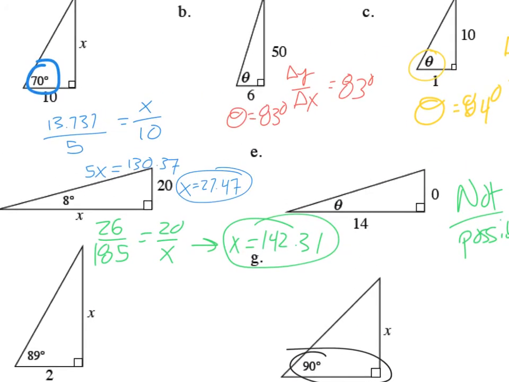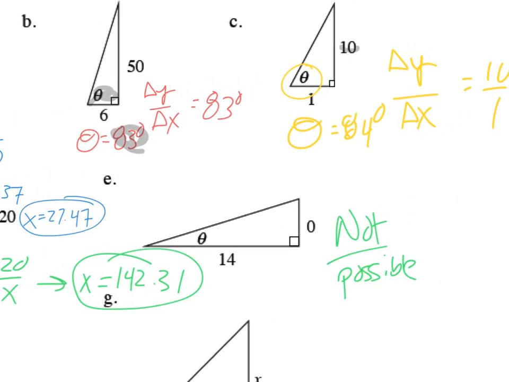This ratio, 50 over 6, in our triangle toolkit was correlated to an 83-degree angle. So on letter B, this would turn out to be 83 degrees, the measure of theta right here, as this 50 over 6 is in our table. 10 over 1 on letter C, that corresponds to a change in y over change in x of 10.